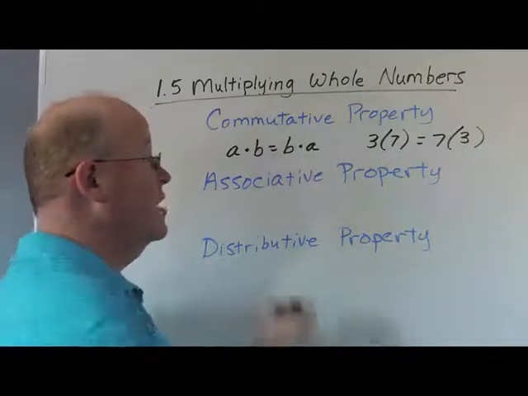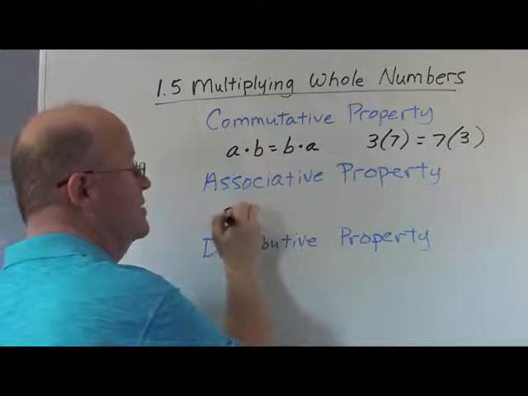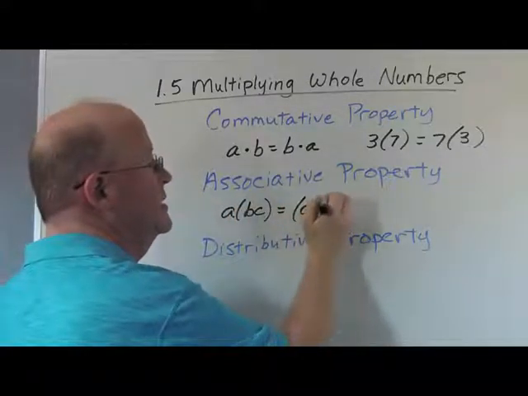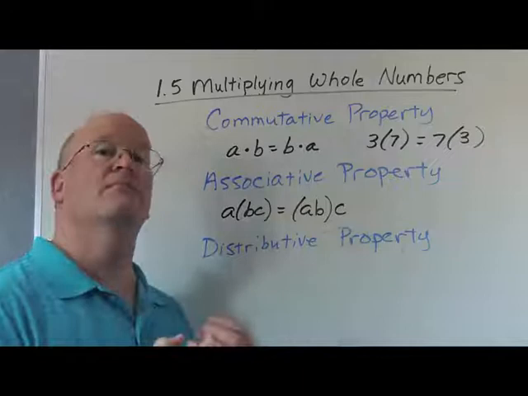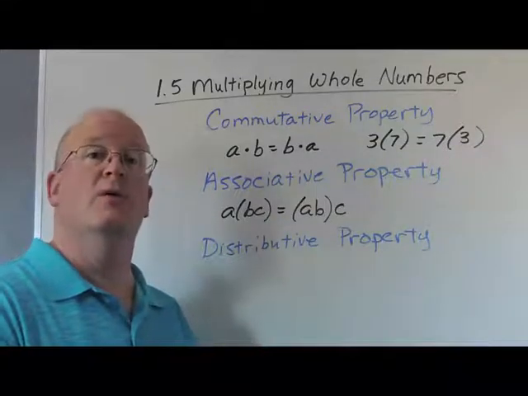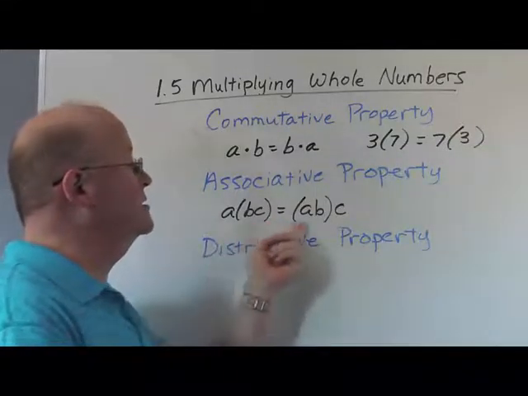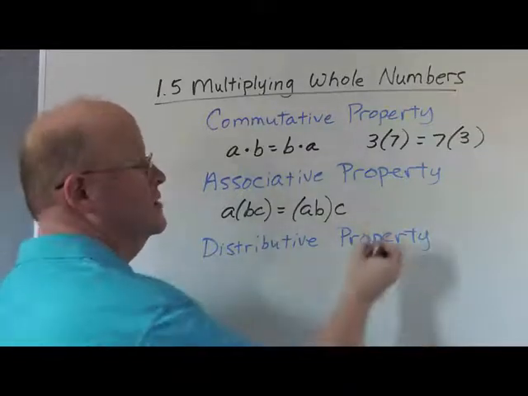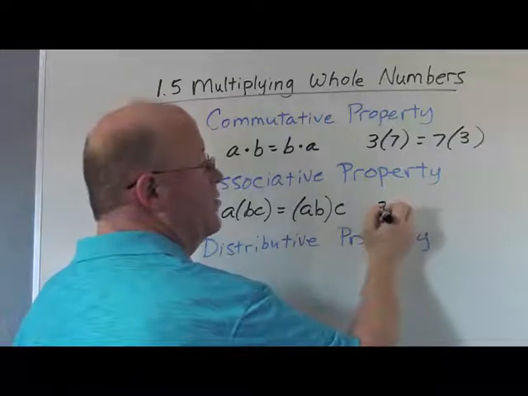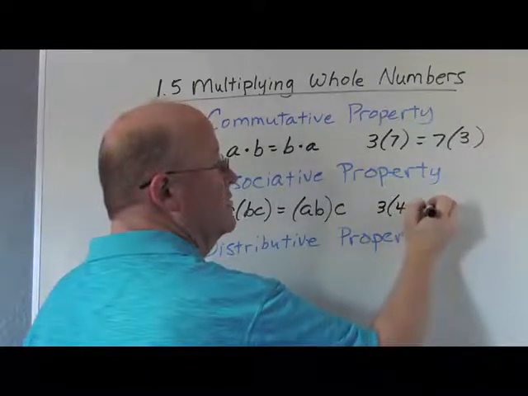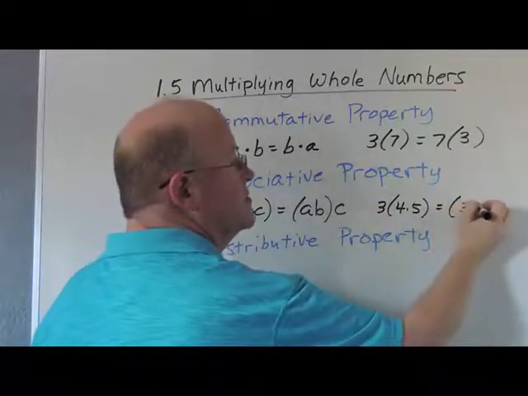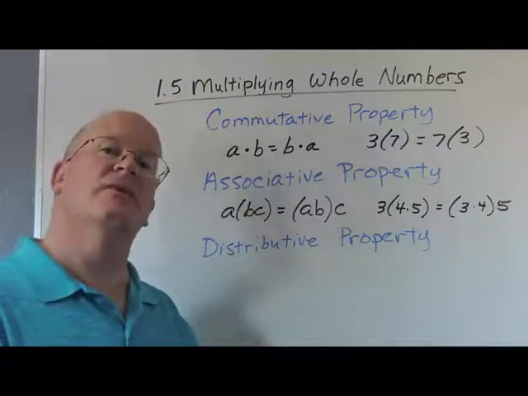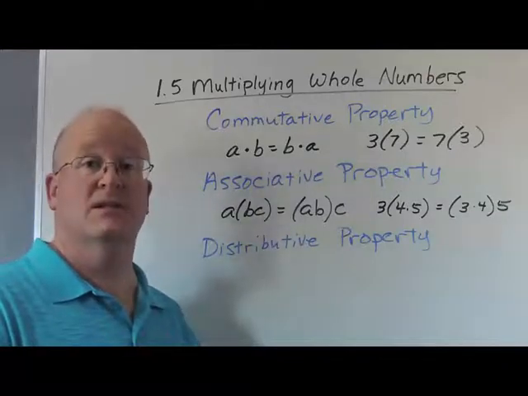And for the associative property of multiplication, we have A times (B times C) is the same as (A times B) times C. You can group the numbers how you want when you're multiplying. Notice it's still ABC on the left, ABC on the right, but we've grouped the numbers differently. As an example, I can have 3 times (4 times 5), or (3 times 4), then times 5. In both cases, on each side of the equal sign, we will get the product of 60.